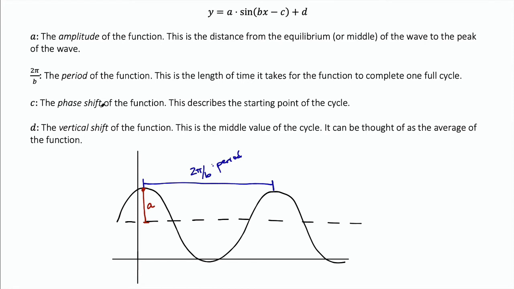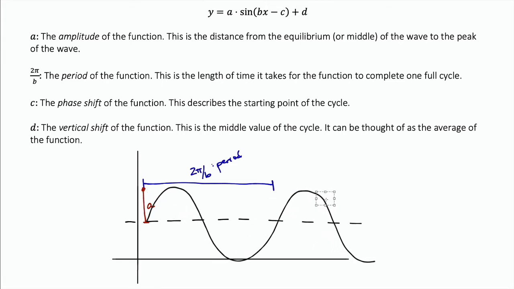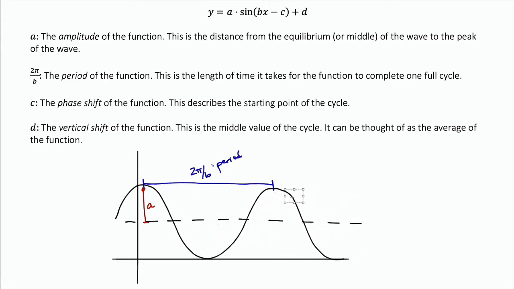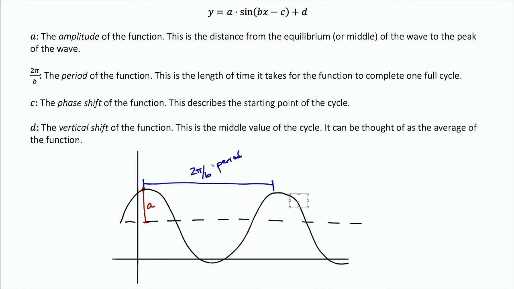All right, the phase shift. That just tells us if this has been moved left or right. So, for example, if it's over here, we're going to have a different C. If it's over here, it's going to be a different C. I'm not going to worry about that so much right now. It's not something I'm going to draw. We're not going to need to know too much about the phase shift.